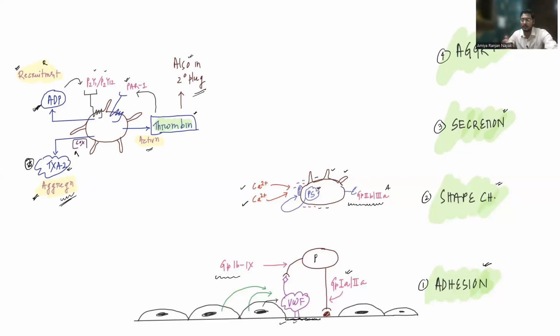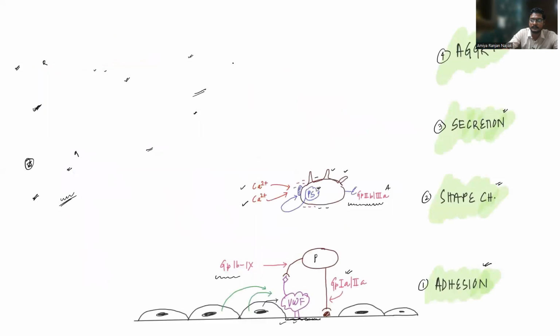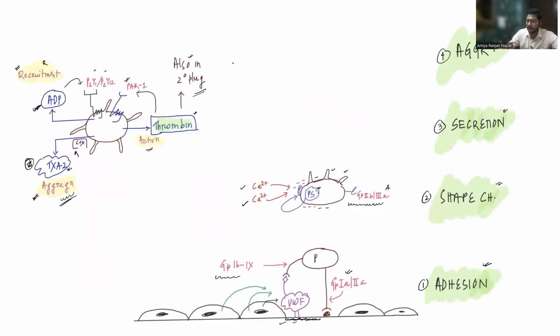Okay, so we'll just complete this. What will bind to the P2Y1 or P2Y12 receptor? ADP will come and bind to this receptor. Now coming to the last step, which is aggregation. Aggregation means attachment of platelets with each other. Now this happens with the help of fibrinogen.